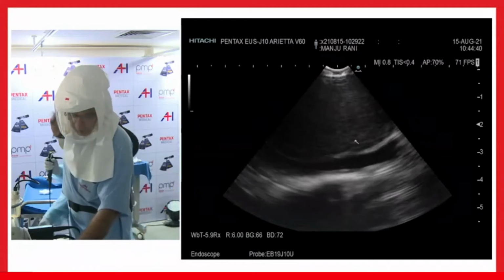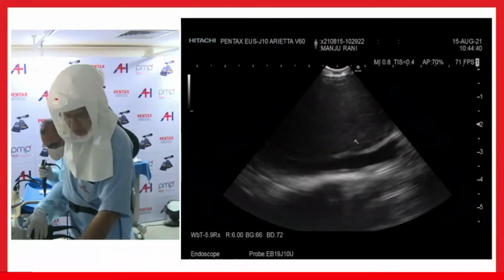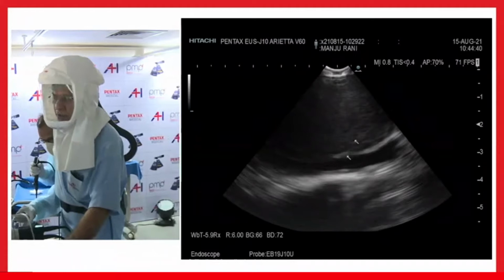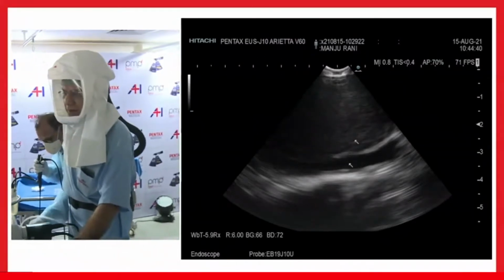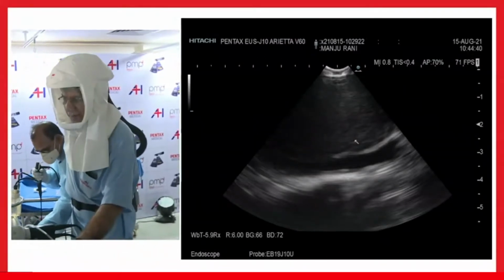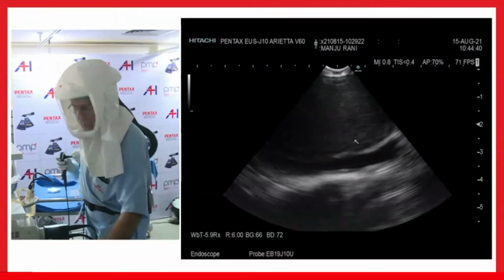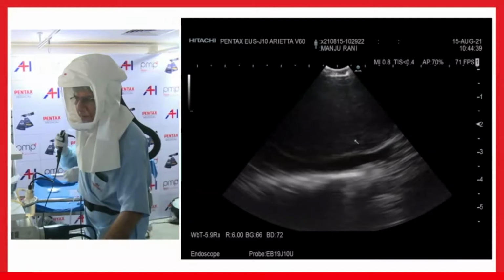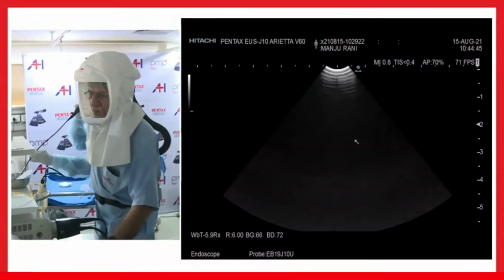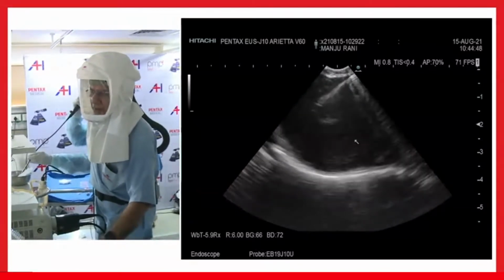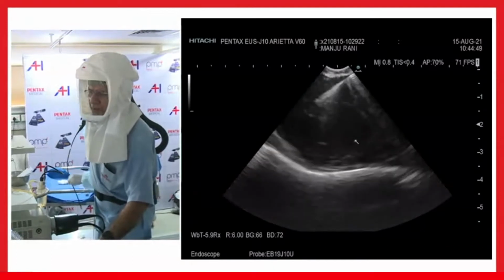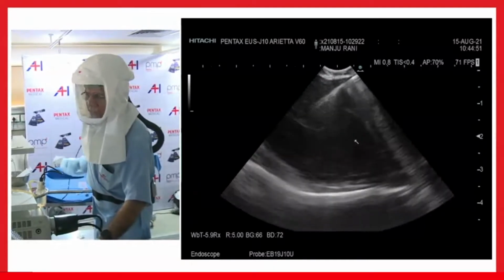So we will see that this is the case, 4R restriction was there. This is the superior vena cava, and this is the lung that is being reflected. And this is the review of the video that we have recorded. And this is the needle that is going in, and this needle is going into reverberation artifact.